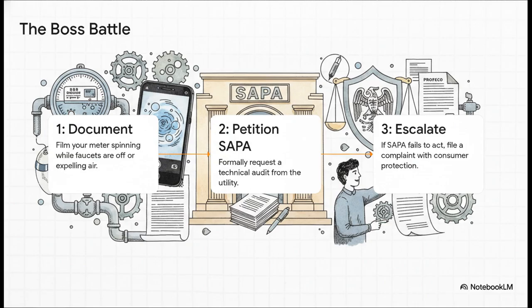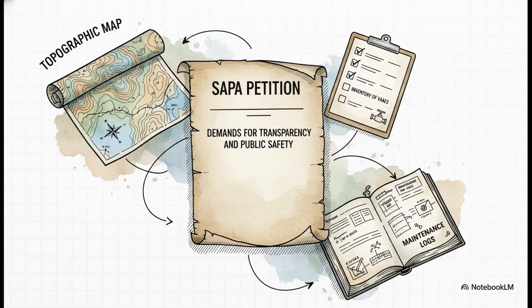First, gather your evidence. Film your meter overspinning. This is your proof. Second, petition the water utility, SAPA, for a formal technical audit. And third, if they drop the ball, you level up and escalate your complaint to Profeco, Mexico's Federal Consumer Protection Agency.